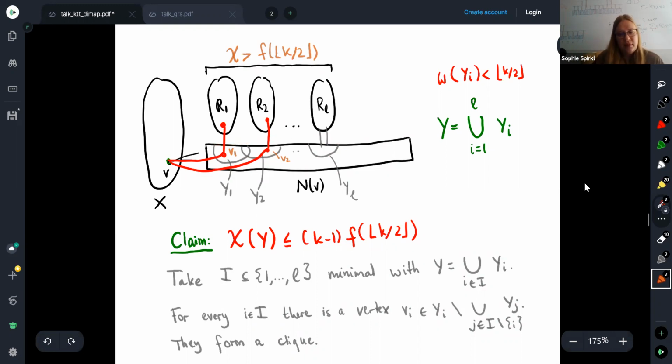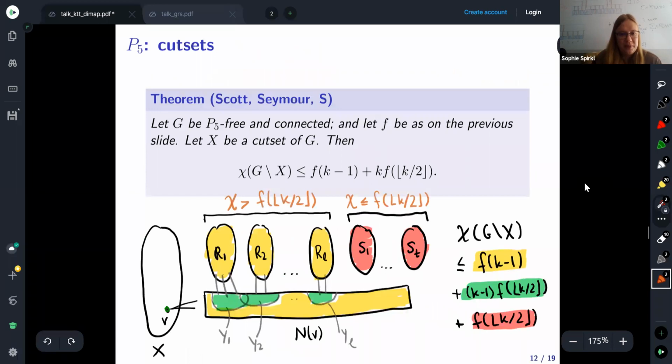How does that help? It helps as follows. We're now going to color, and the colors here, red, green, and yellow, are meant to convey where we reuse the same colors. Here are components of small chromatic number, and so we just use their small chromatic number to color them. And they could have neighbors all over the place among the neighbors of V, so we better not reuse those colors.